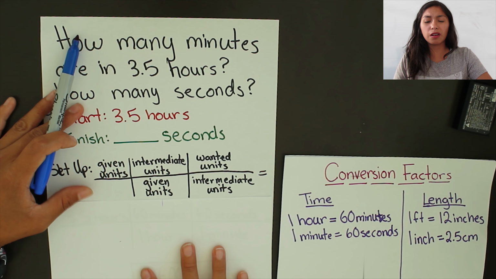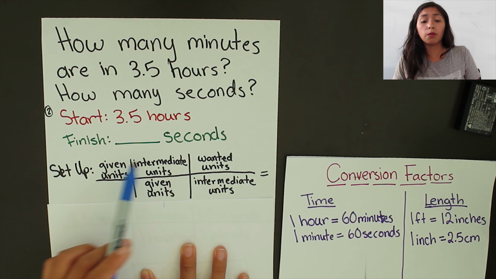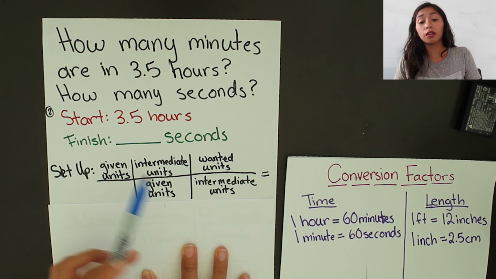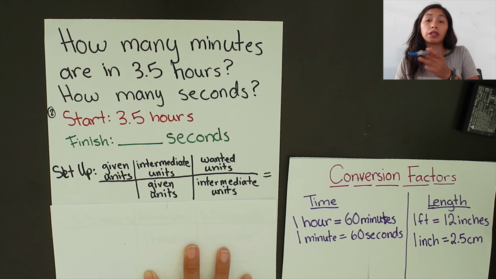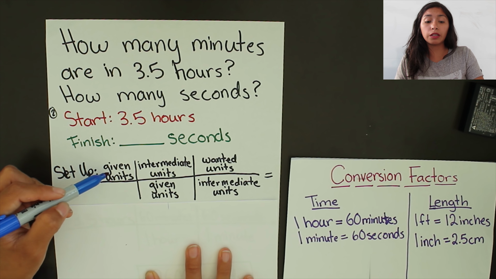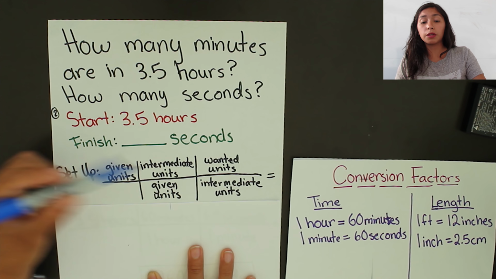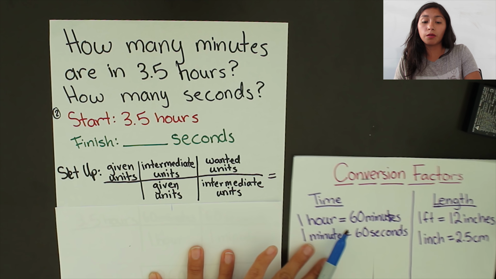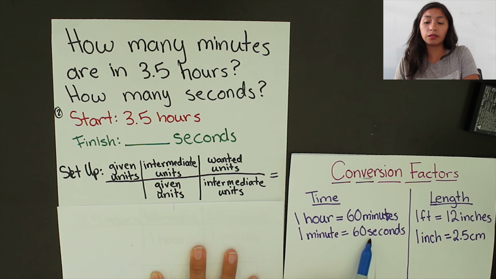Our setup is almost the same. We're still using the picket fence method, but in this case, we're using an intermediate unit, which means we have to use minutes because we cannot go from hours to seconds directly. So we write down our given units, we bring them down, we convert them to intermediate units, and then we go to our wanted units. Remember, 1 hour has 60 minutes, 1 minute has 60 seconds.